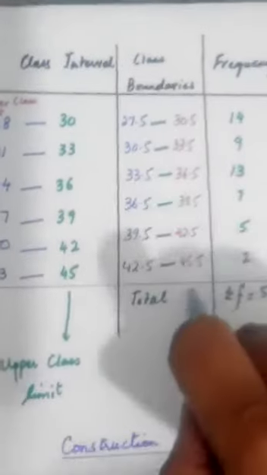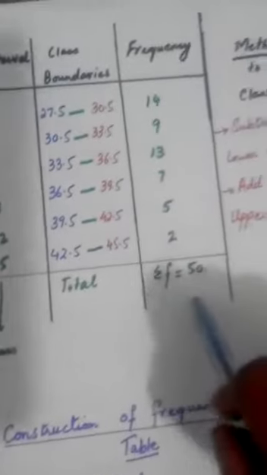So the method is to subtract 0.5 from the lower class limit and add 0.5 to the upper class limit. So see here, from the blue list of numbers, 0.5 has been subtracted, and if we see the upper class limit, 0.5 has been added, and the third and the last one is that of frequency, that is summation f is equal to 50. Now we will do the construction of frequency distribution table.